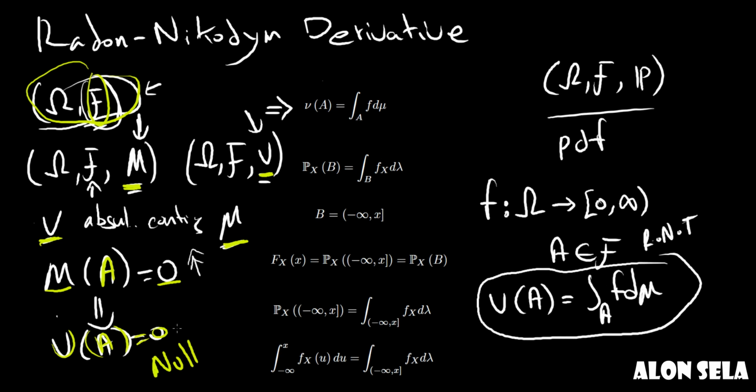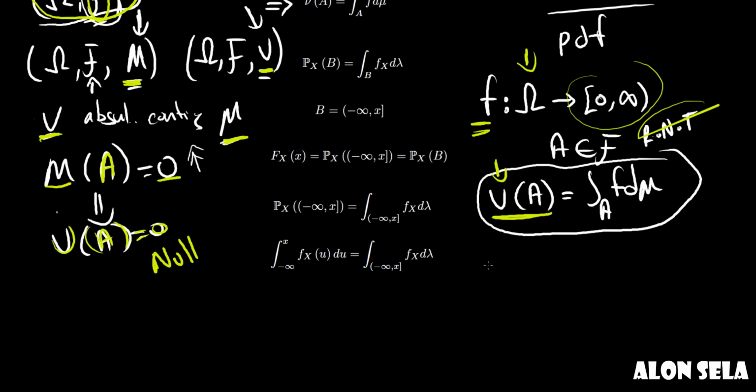If such a thing happens, then according to the Radon-Nikodym theorem, there is a non-negative measurable function f, which goes from omega to the semi-closed, semi-open interval 0 infinity, such that we can calculate the measure of the set A given by the new measure by the integral over this set A of the function f d mu. So this is the Radon-Nikodym theorem.